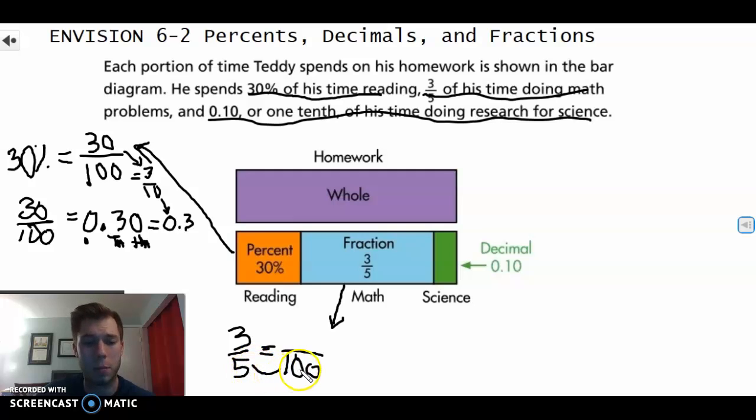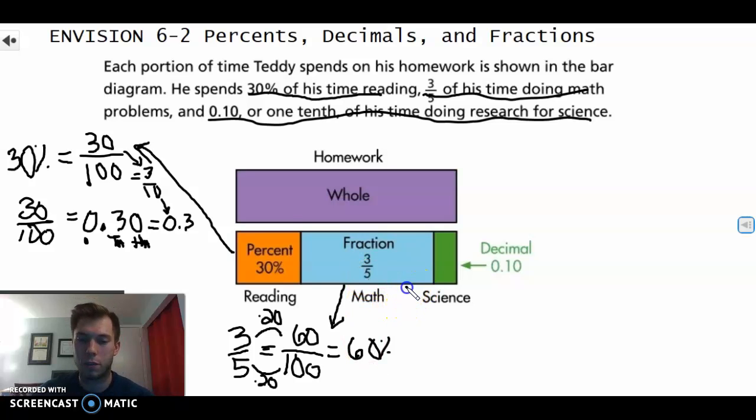Well, what multiplied by 5 will get you to 100? Following along, know that 5 times 20 gets you 100. You use your calculator to figure that out, as we talked about yesterday. And then 3 multiplied by 20, since you have to multiply the numerator and denominator by the same number, would get you 60. We can now write this as a percent, which would be 60%.